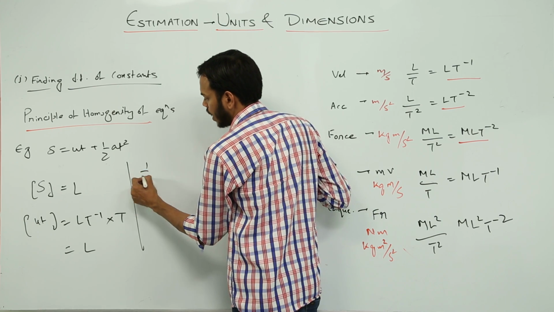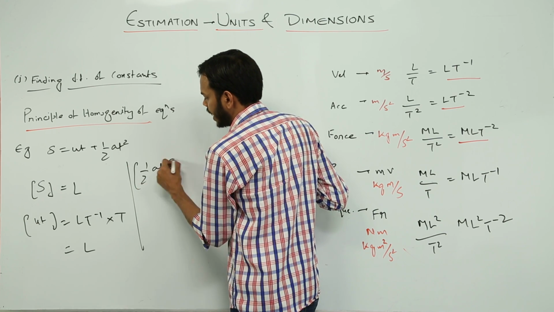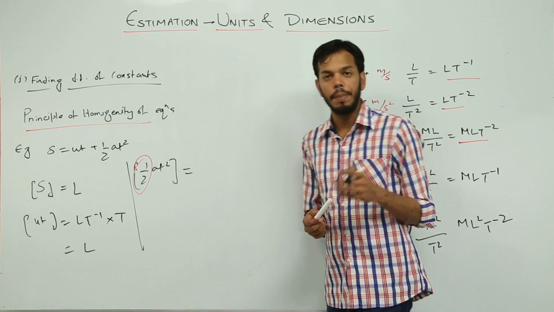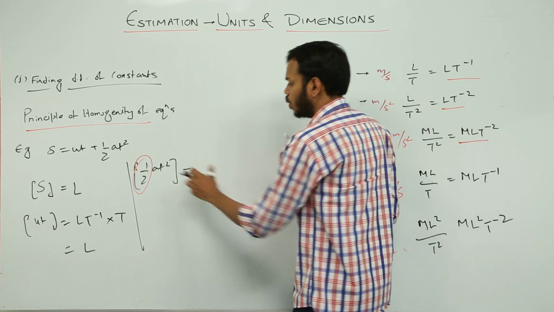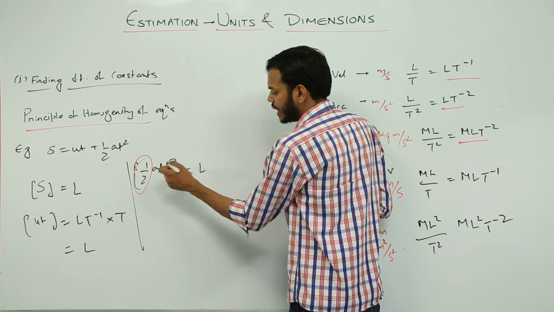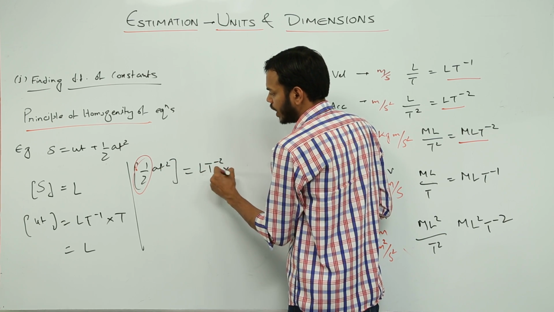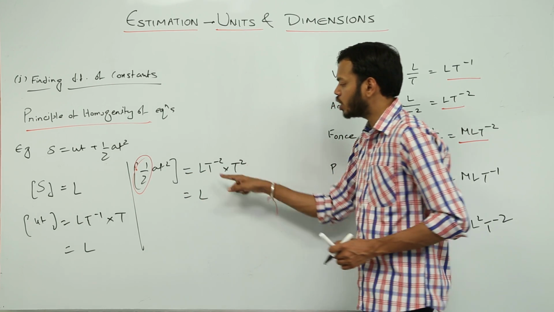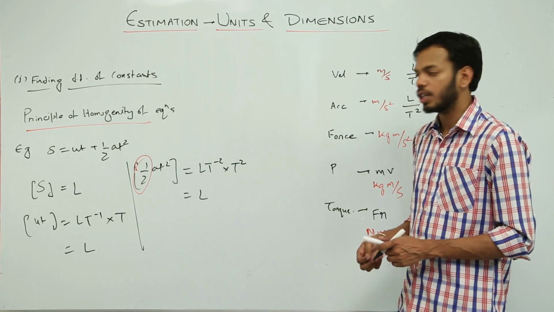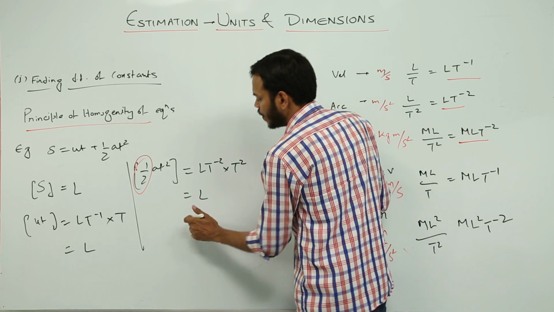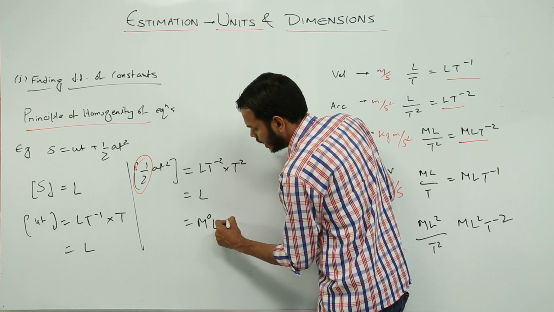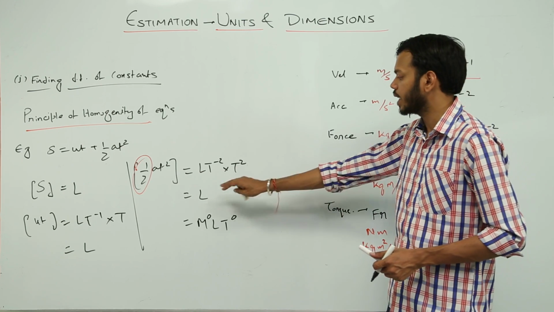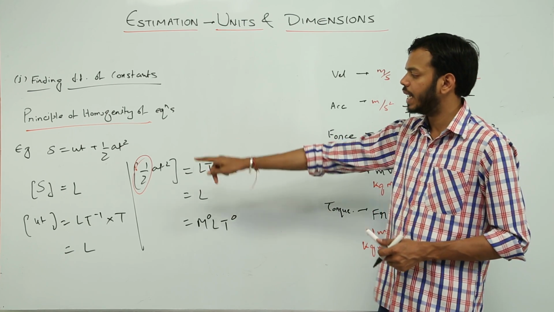Whereas what is ½at²? The half is a numerical value, so it is dimensionless. Acceleration a is meter per second square, that is LT⁻², multiplied by time square, which is T². So I am again left with L, because T to the power −2 plus 2 is T⁰. Whether I write it just this way or as M⁰LT⁰, they are equal, it doesn't change anything. So L, L and L.